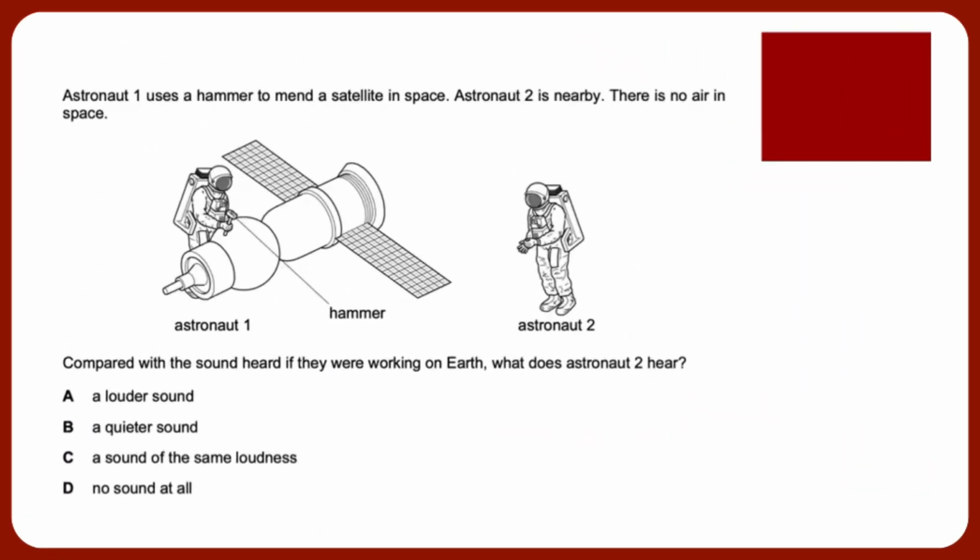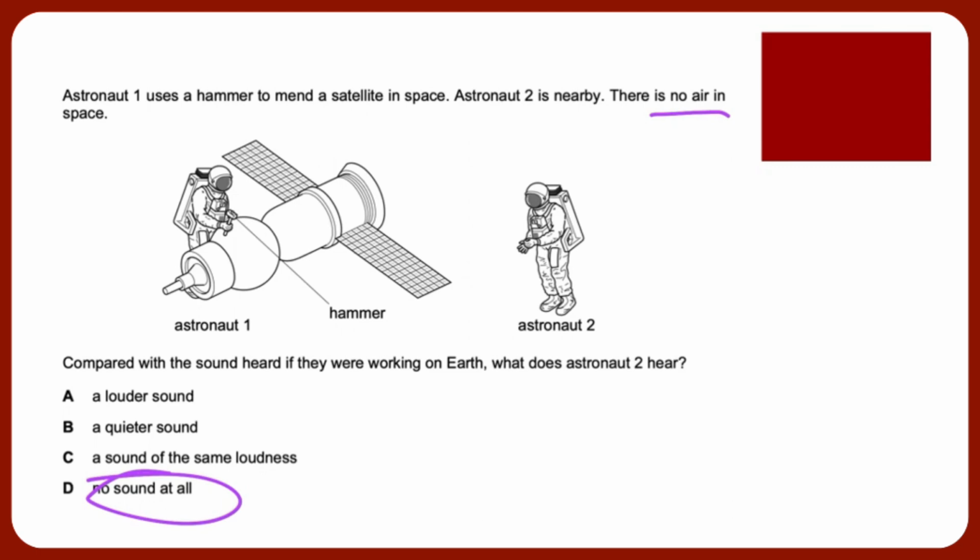And our last question. Astronaut number 1 uses a hammer to mend a satellite in space. Astronaut number 2 is nearby over here. There is no air in space. So, compared to the sound they would hear if they were on Earth, how do you compare the sound that astronaut 2 hears? No sound at all. Sound will not travel in space because there's no air for it. Sound's a mechanical wave.